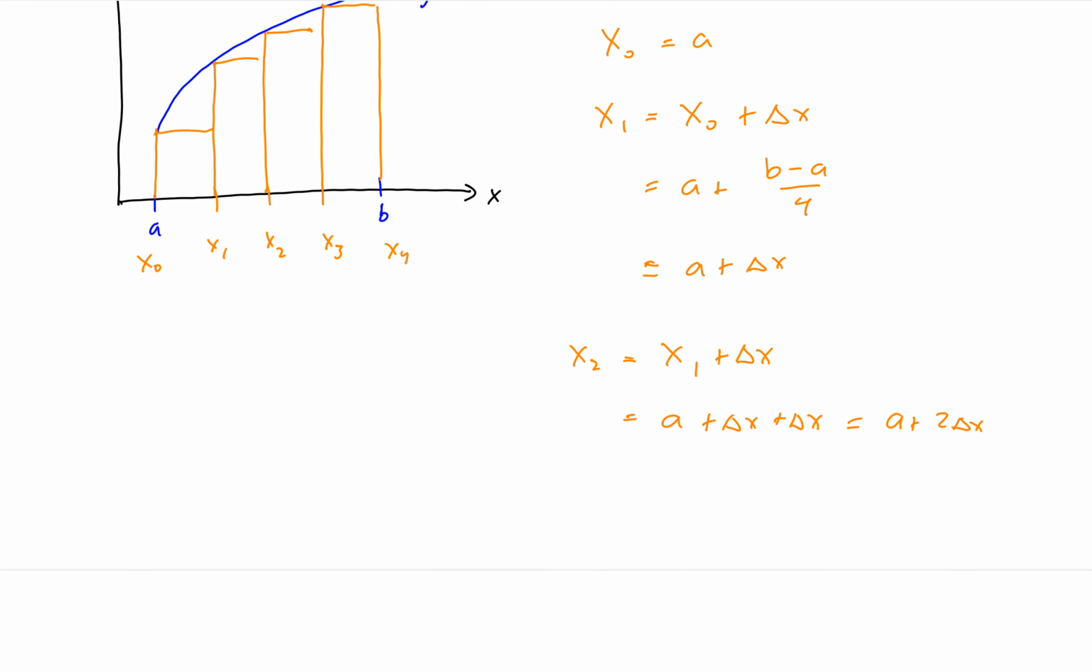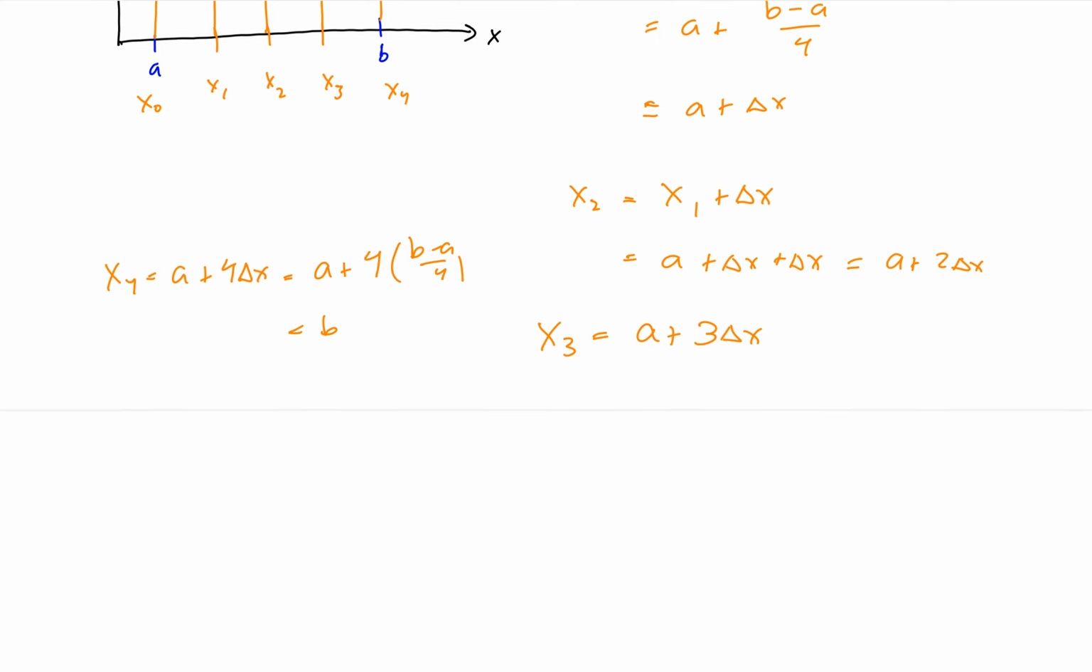And we can continue then. x3 would be one more delta x. This is a plus 3 delta x. And then x4 is a plus 4 delta x. But notice this is a plus 4 times (b minus a) over 4, which is just b, which is what we would expect.